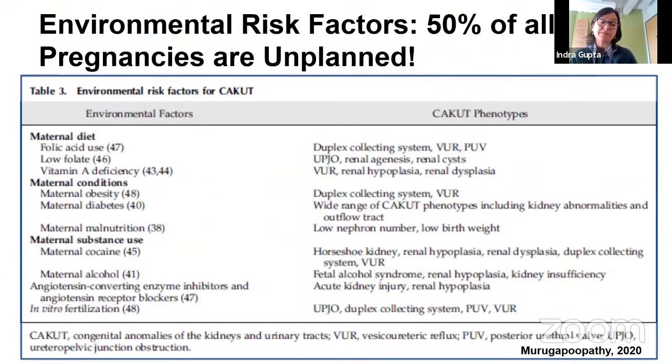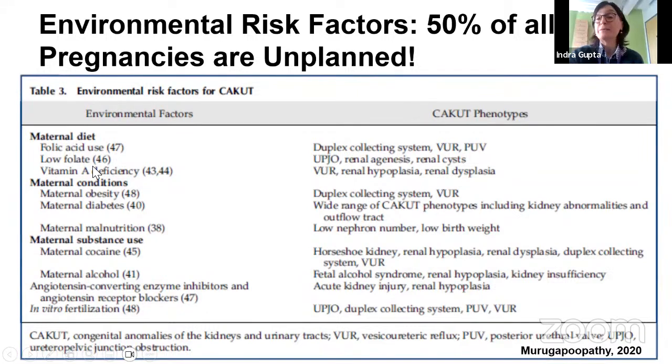So what about the environment? Total black box, and very important because firstly, 50% of all pregnancies are unplanned. And that's a North American figure that I'm quoting there. So what it means is most women are becoming pregnant and they've missed their first period and they had no idea; they weren't trying to become pregnant and they weren't taking any precautions in terms of environmental exposures. And we know from a review of the literature that both folic acid use and deficiency can be associated with CAKUT, shown here in the slide.